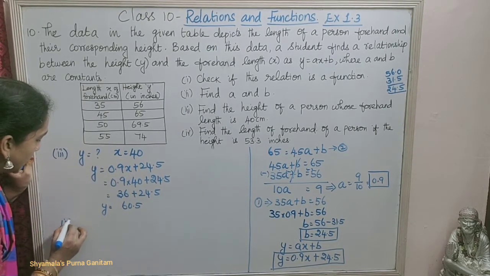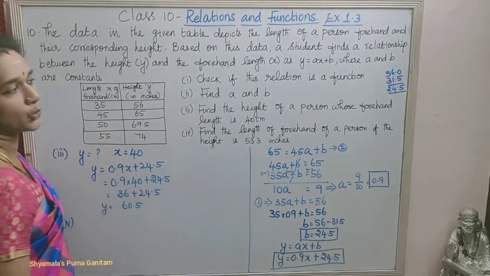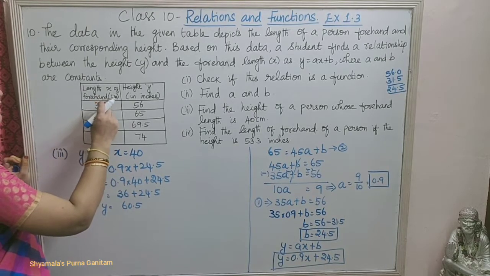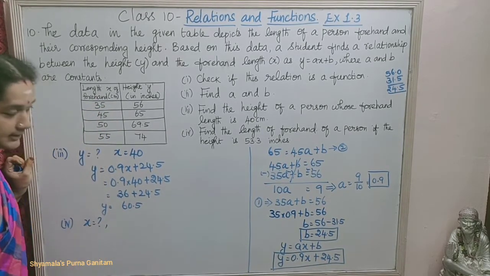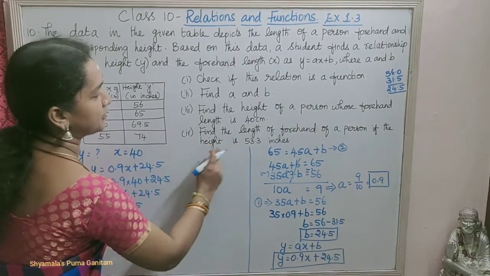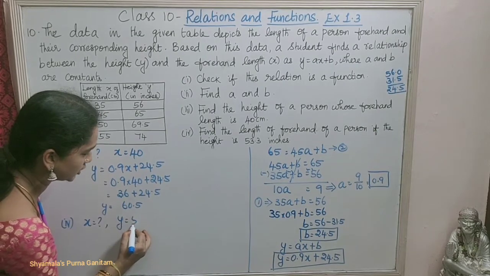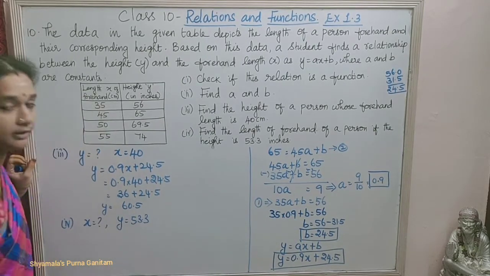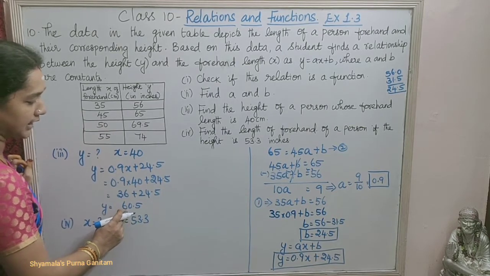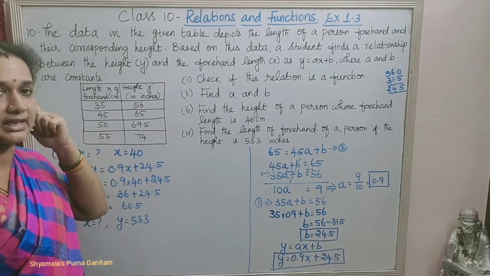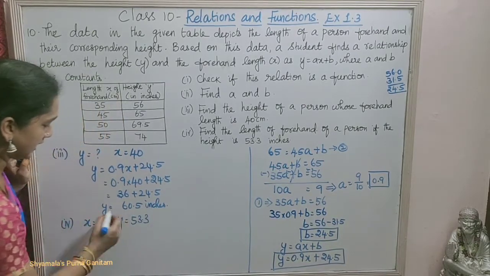Then the same way we have to do the fourth one also. Find the length of forehand of a person. So forehand means it is x. So you are asked to find x, of a person if the height is 53.3. So the height is 53.3. So y is 53.3. So we got the answer for the earlier y as 60.5, that is inches. So 60.5 inches. Then the next one we will find.